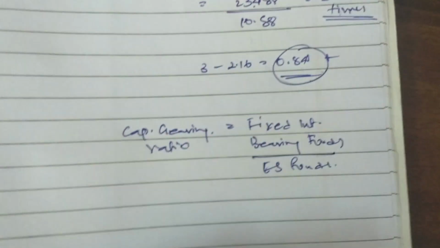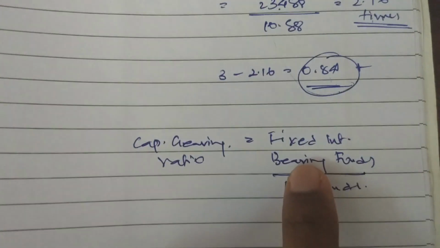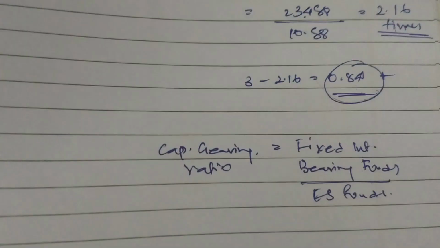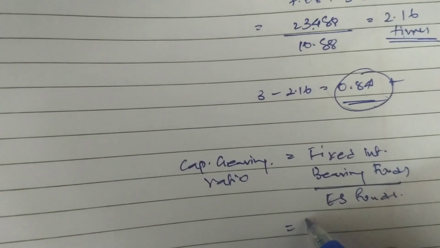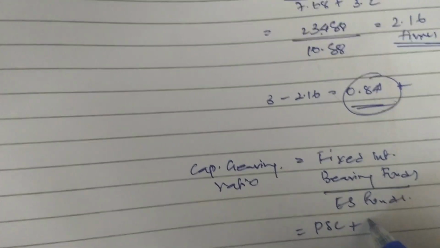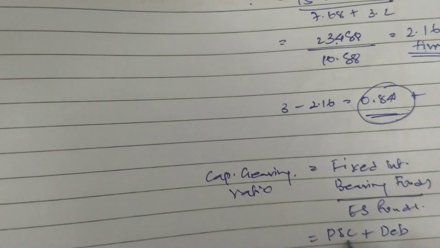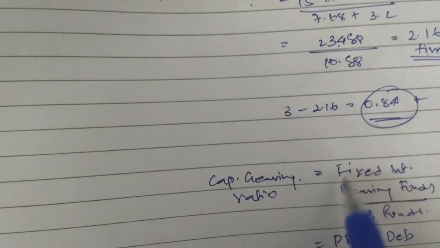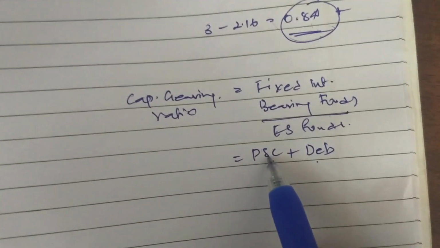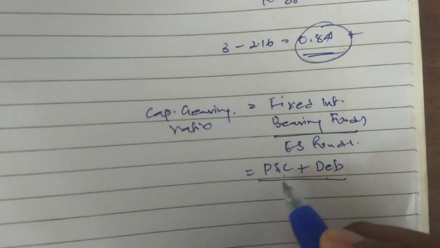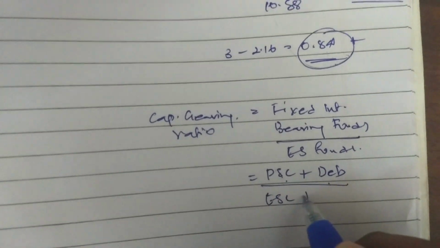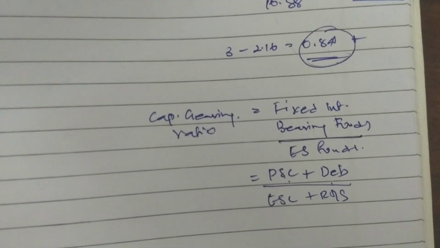To what extent of the equity share funds are the fixed interest bearing funds? Okay, what are fixed interest bearing funds? Fixed interest bearing funds are preference share capital plus debentures. Preference share capital and debentures have a fixed return, whereas equity share funds, such as equity share capital plus reserves and surplus, are normal equity share funds.